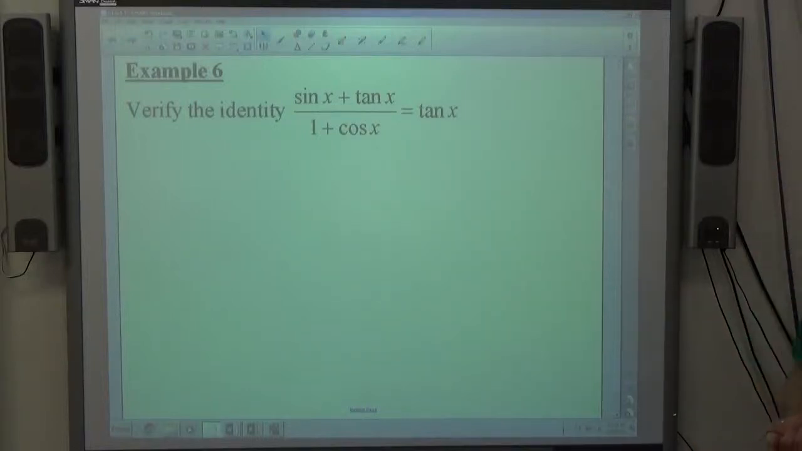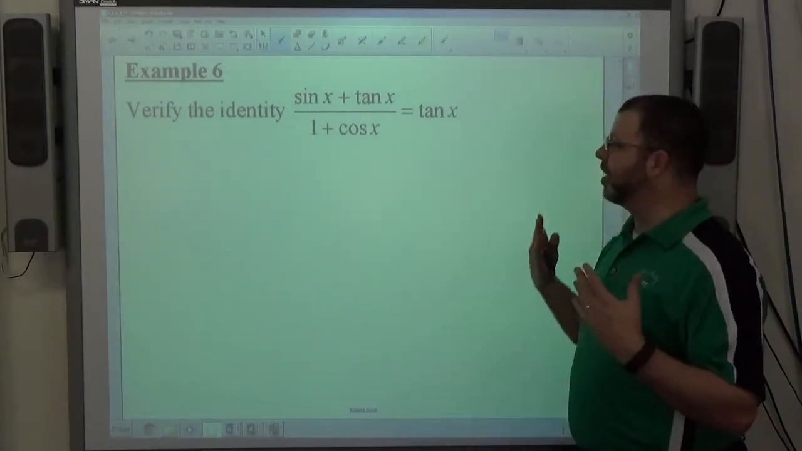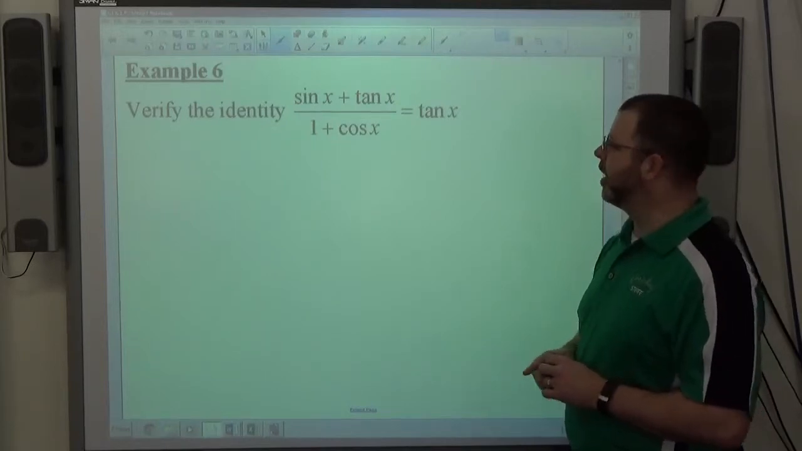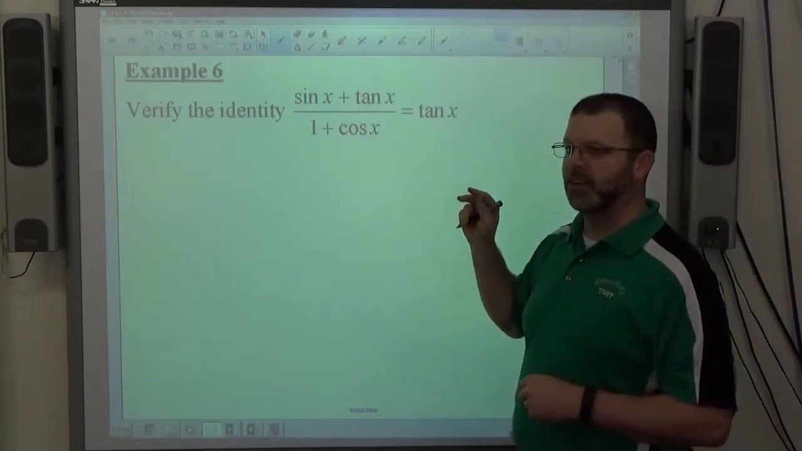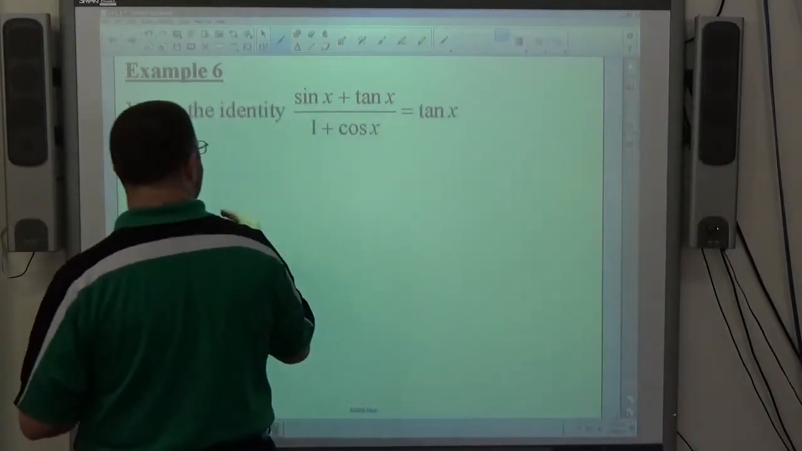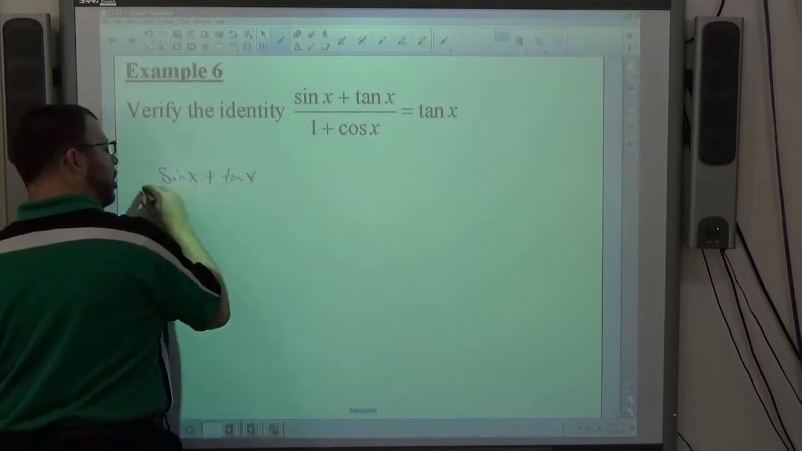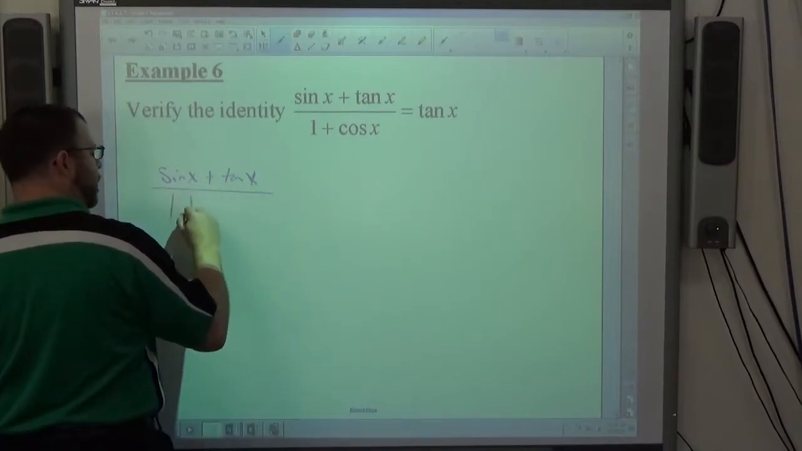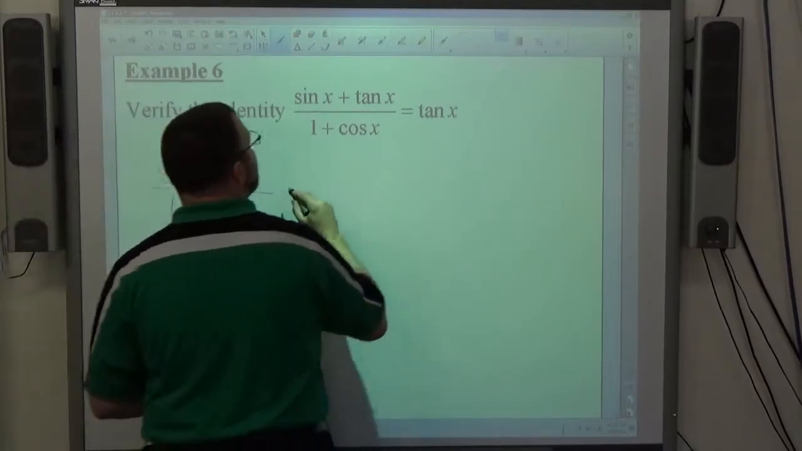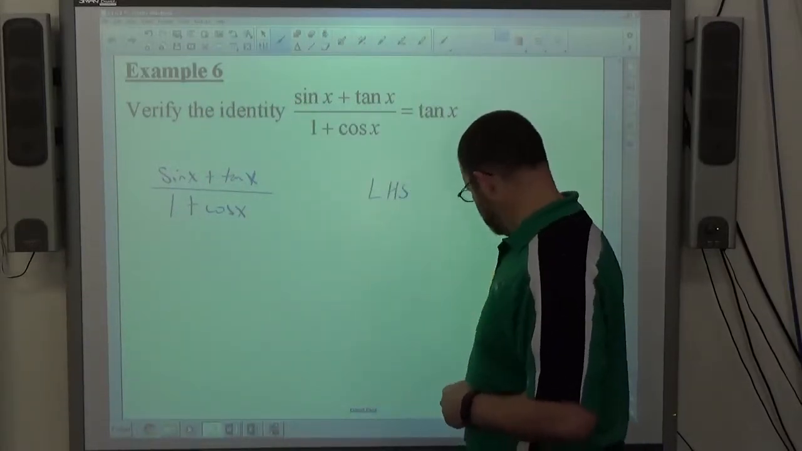All right, example 6. Verify the identity: sine plus tangent over 1 plus cosine is equal to tangent of x. So looking at the two sides, which is the one that has more stuff I can do to it? Obviously the left-hand side has more stuff I can do to it. Tangent is pretty simple. So I'm going to go with the left-hand side here. Sine of x plus tangent of x over 1 plus cosine of x. And that's the left-hand side, LHS.